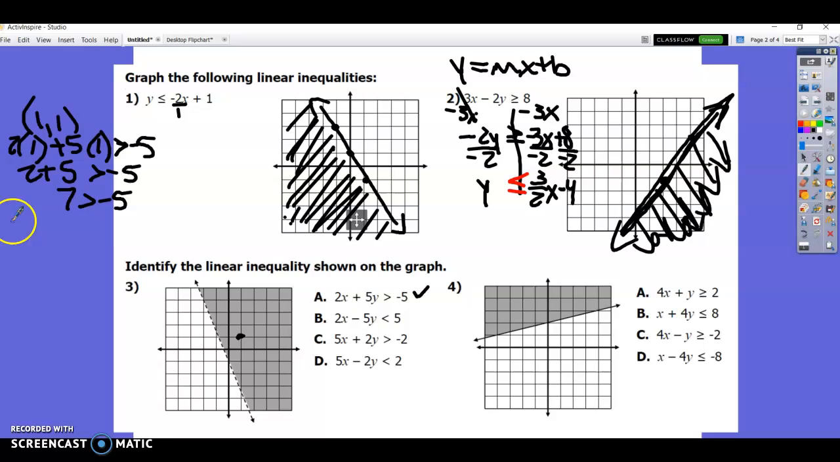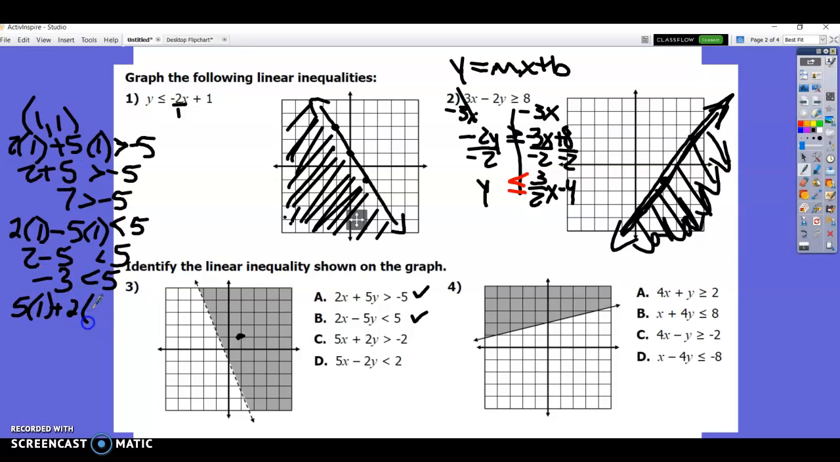All right, so let's try the second one. So 2 times 1 minus 5 times 1. Is that less than 5? All right, so we got 2 minus 5. 2 minus 5 is negative 3. Negative 3 is less than 5, so that one works too. Let's try the next one. So 5 times 1 plus 2 times 1, is that greater than negative 2? So 5 plus 2 is 7. 7 is greater than negative 2, so that one works as well.